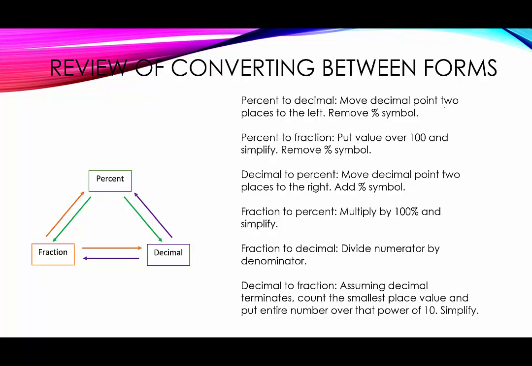To convert a fraction to a percent, one strategy that will work every time is to multiply by 100% and then simplify. There are other strategies we can use if we have a friendly denominator, meaning a denominator that's also a factor of 100, but this one works every time, so we're going to go with that. To convert a fraction to a decimal, we'll divide the numerator by the denominator. And then a decimal to a fraction, we assume the decimal terminates. We're going to count the smallest place that there's a digit and put the entire number over that power of 10 and simplify.